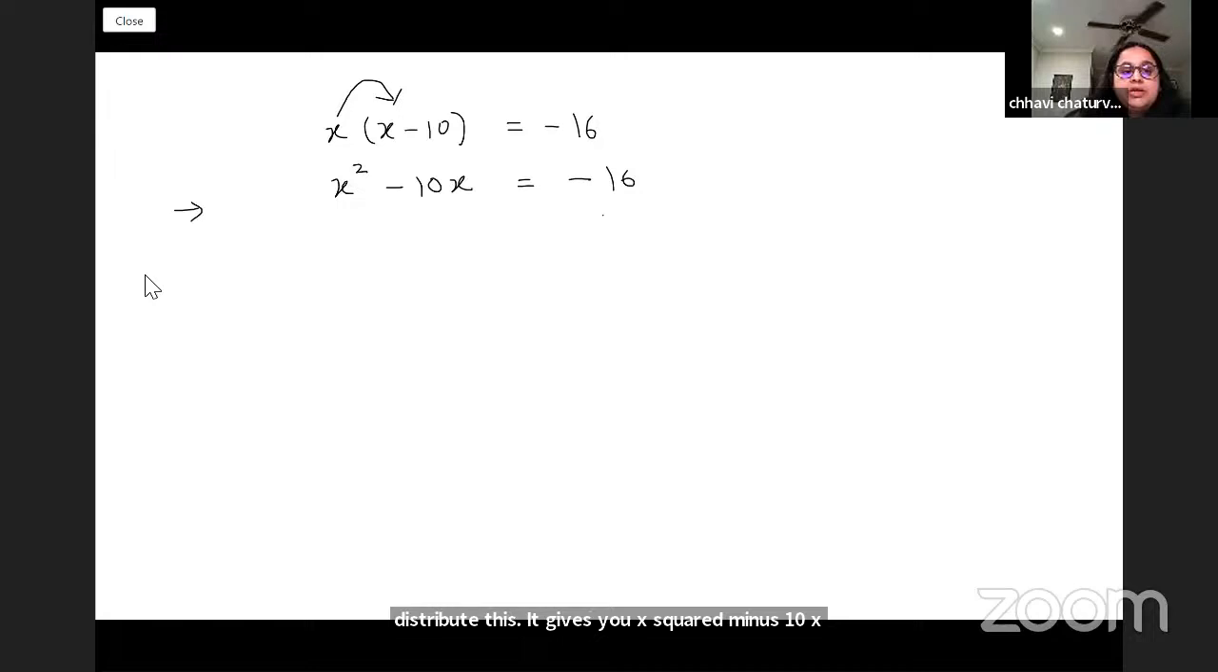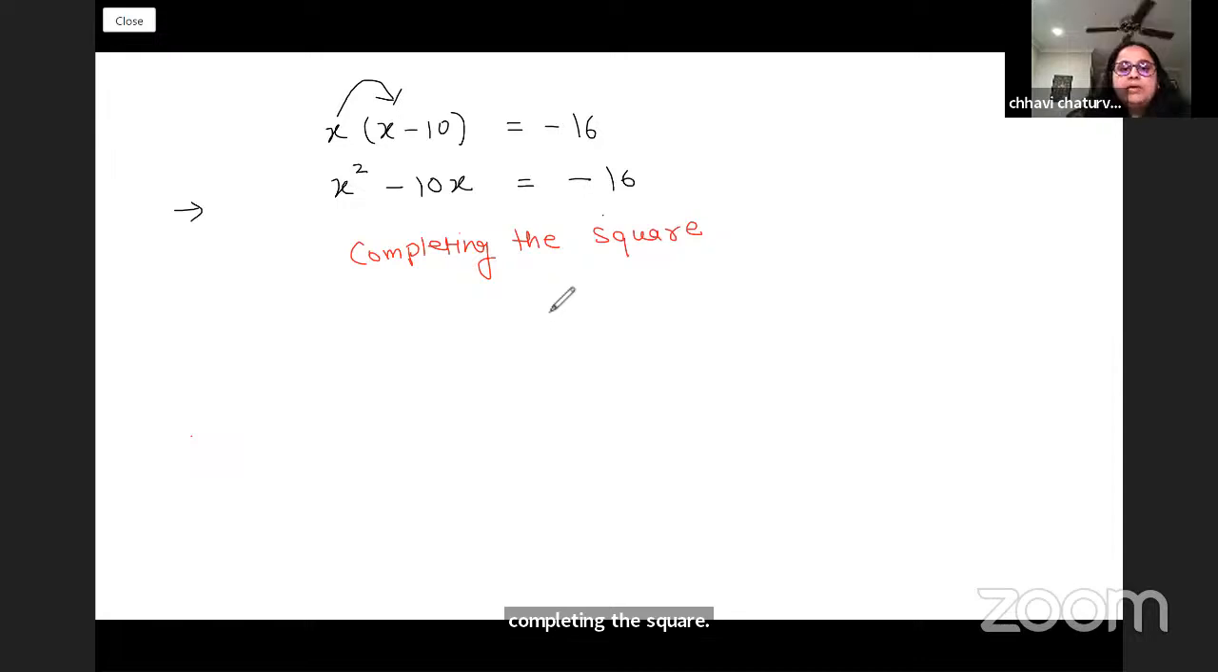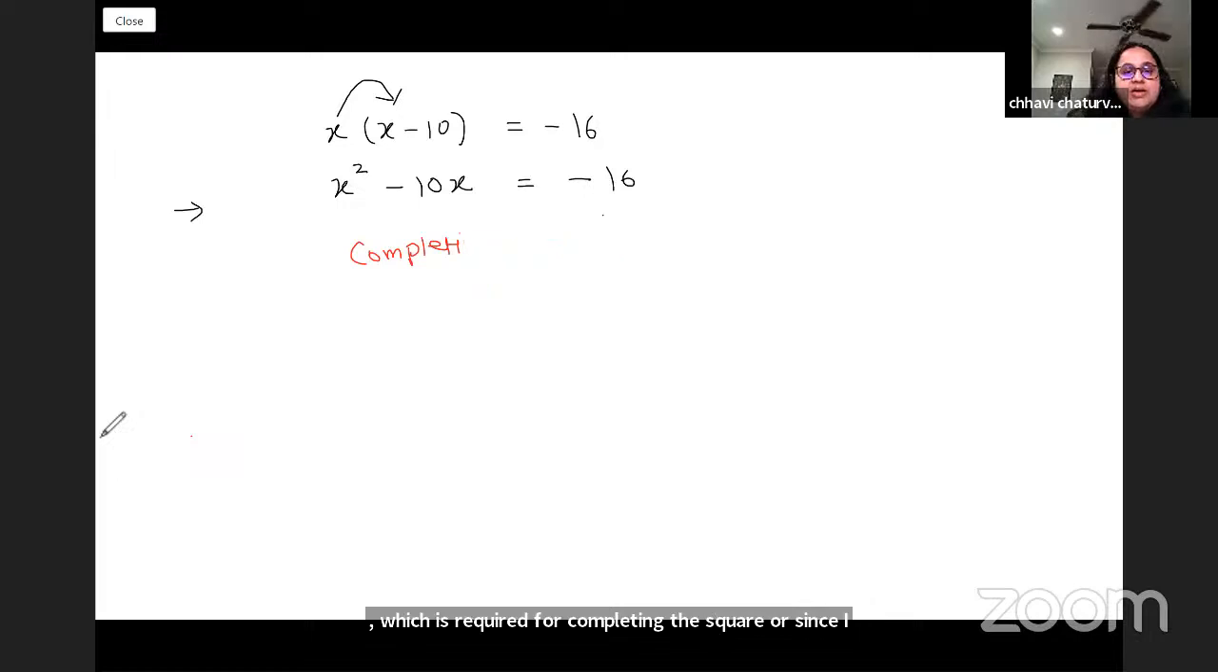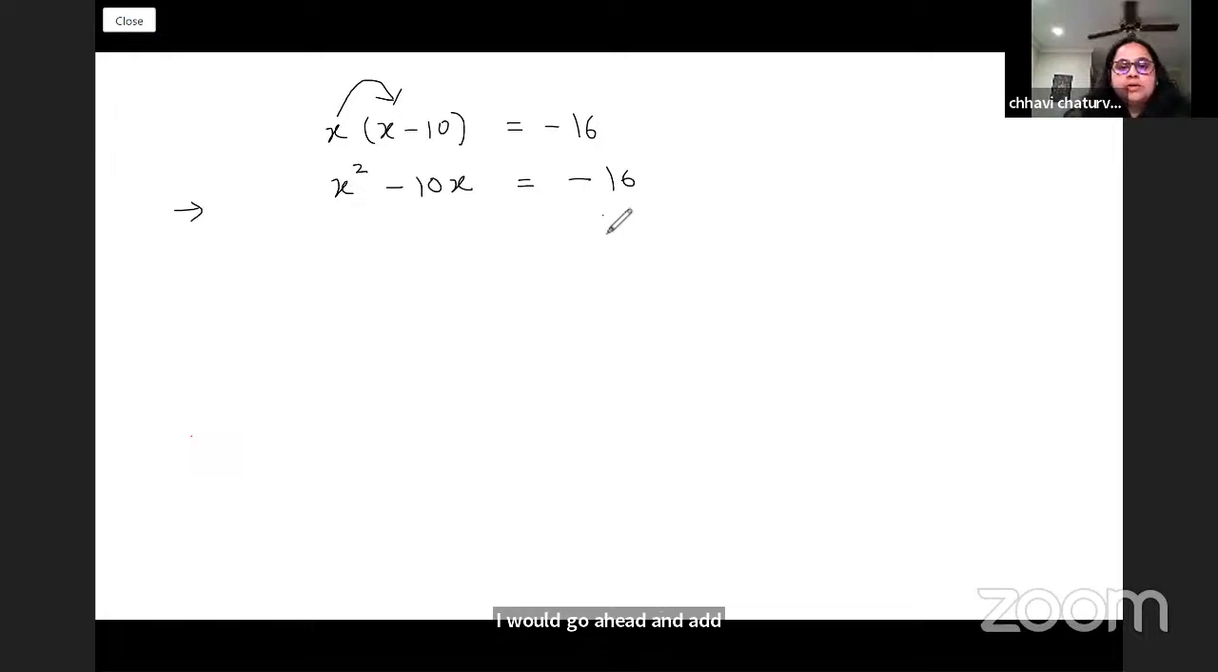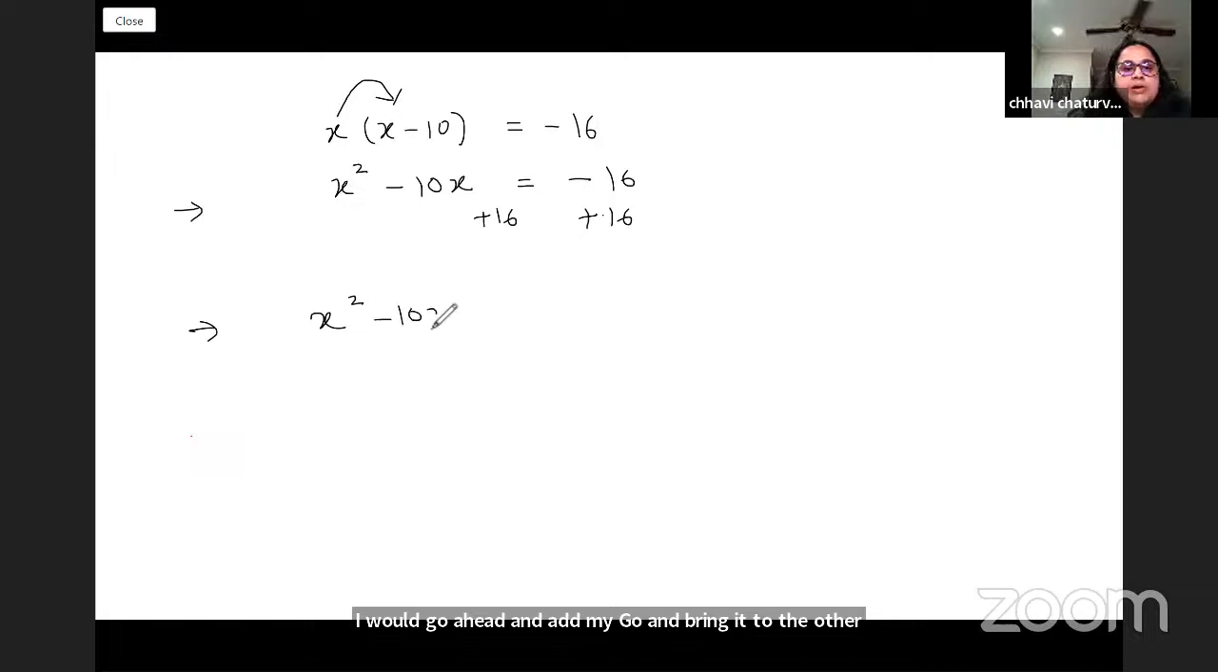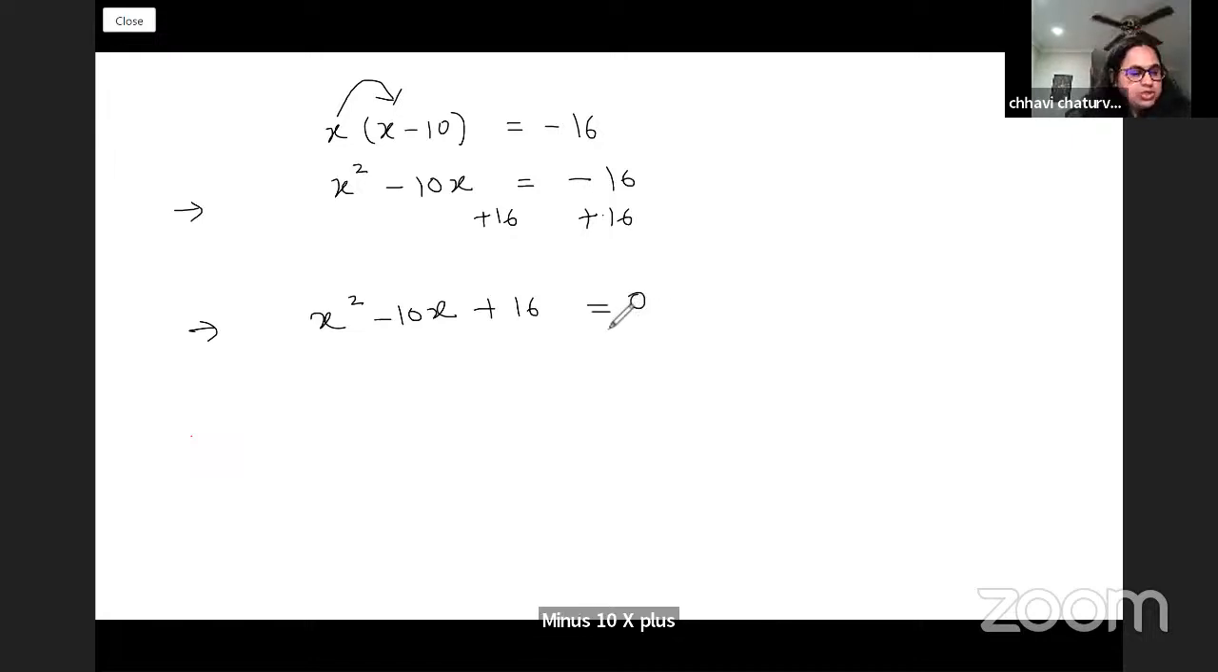Now at this point, you can either stop and solve this by completing the square. Why? Because the constant is on the right side already, which is required for completing the square. Or, since I do not prefer that, I would go ahead and add the constant and bring it to the other side. So this will give me x squared minus 10x plus 16 equals 0.